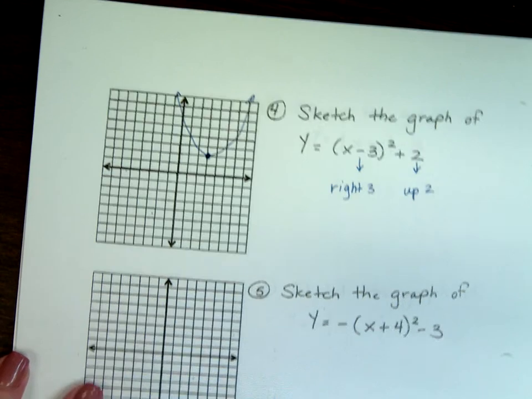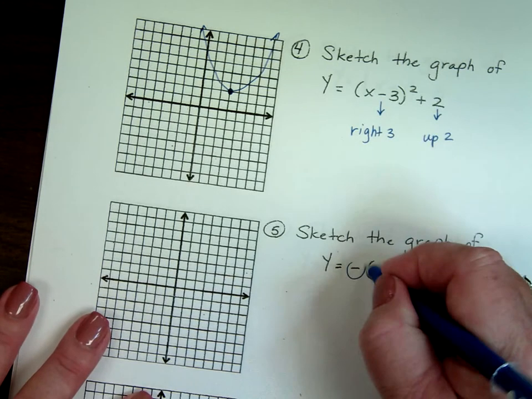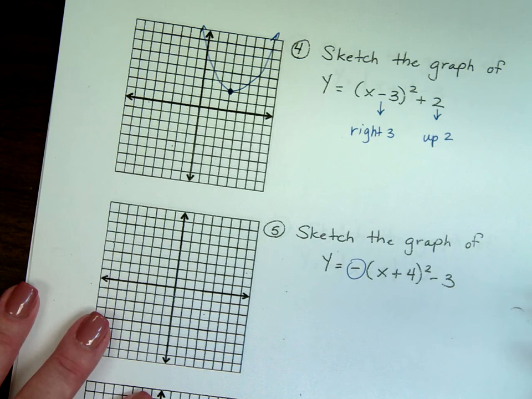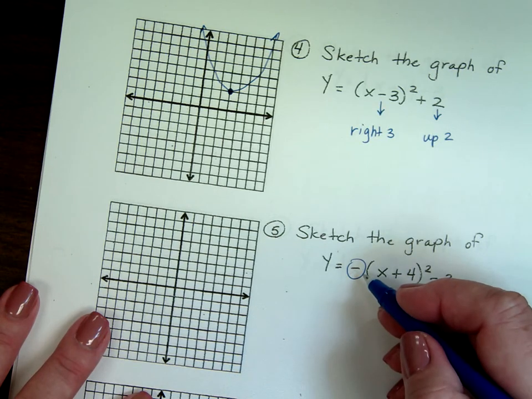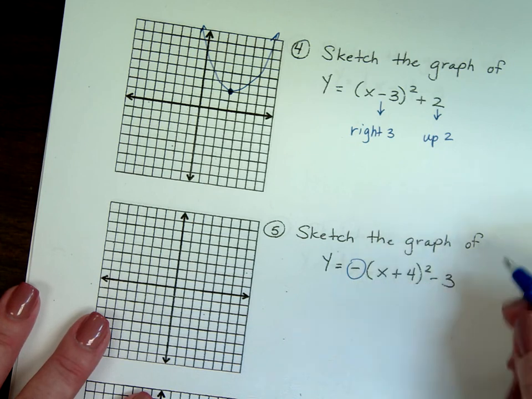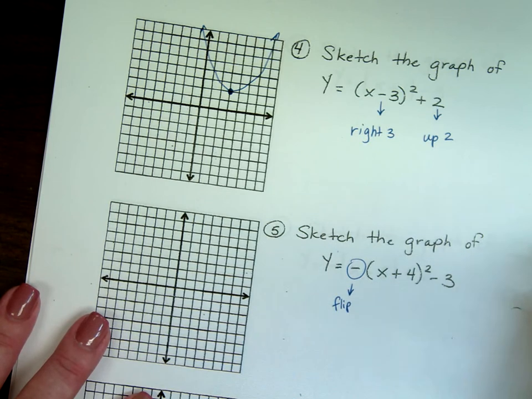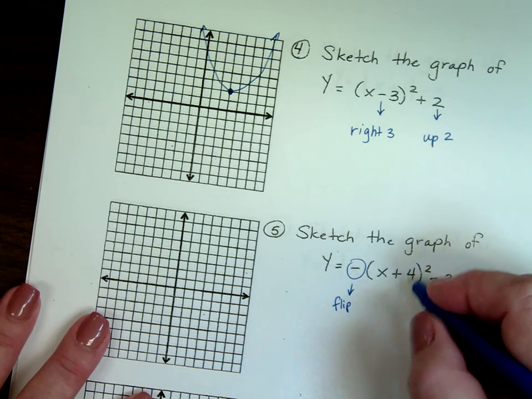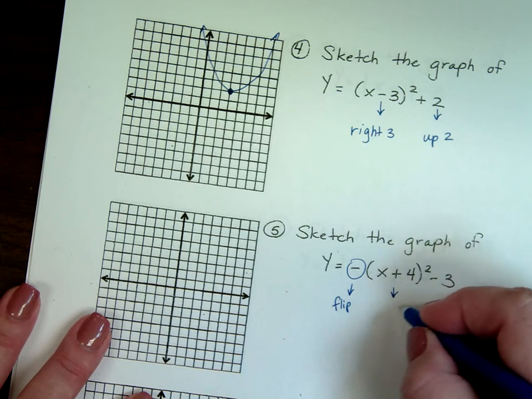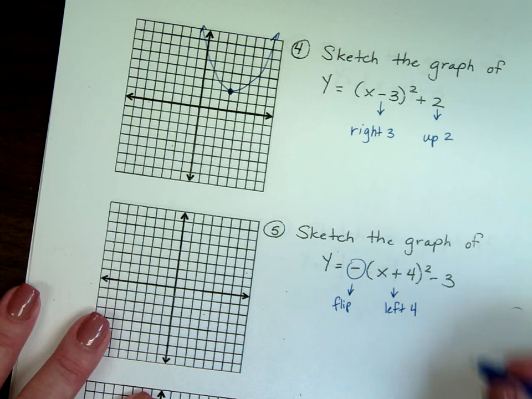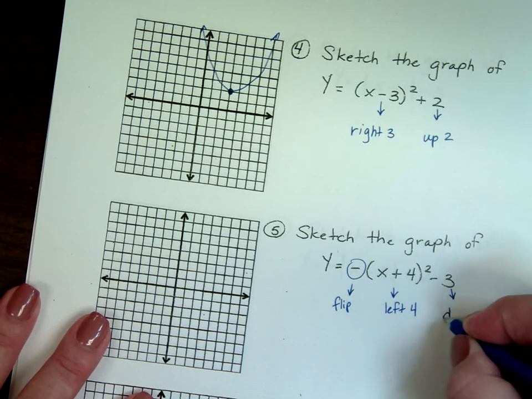Same thing goes for number 5, except number 5 has this negative in the front, right? That makes it a little different. That negative, think about what that's going to do to your parabola. And hopefully you're thinking that instead of it being a happy parabola, it's now a sad parabola, and that's true. So this is going to flip it upside down. We'll call it a flip. Flips it over. The x plus 4 is going to move that left 4 because it's in the parentheses. The minus 3 is going to move it down 3.